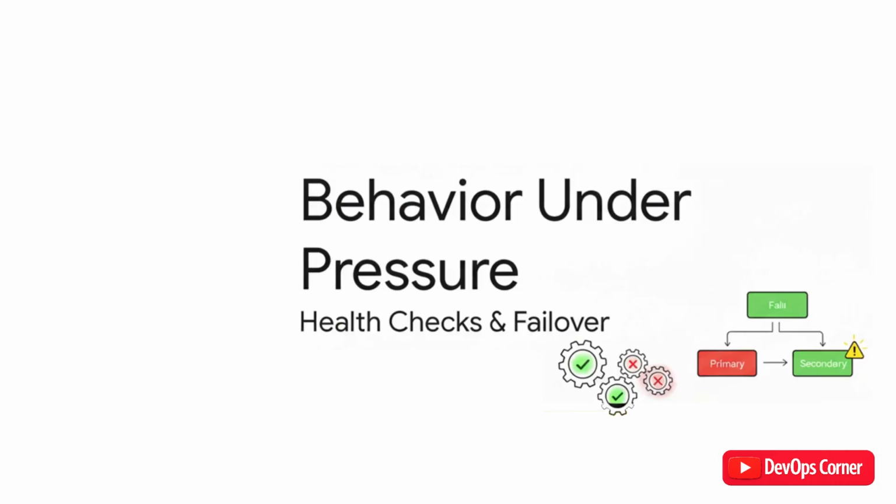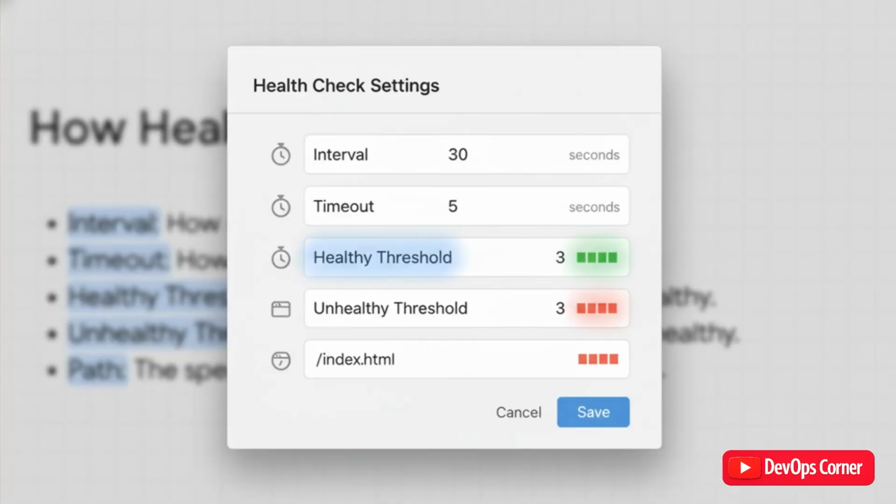Okay, theory is great, but let's talk about what happens when things inevitably go wrong. A perfect diagram on a whiteboard doesn't mean anything if it can't handle the chaos of a real production environment. This is where health checks and failover behavior become your absolute first line of defense. You configure your health checks inside the target group, and it's a really delicate balancing act.